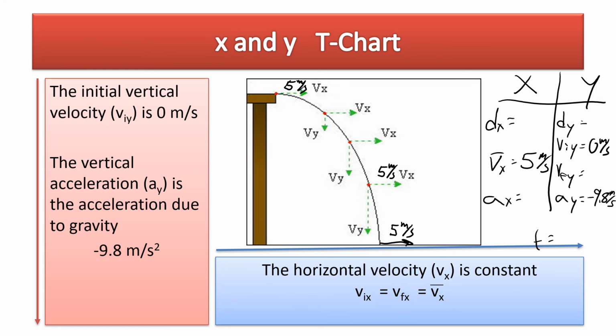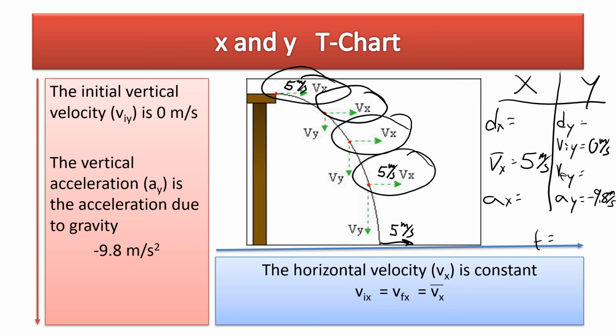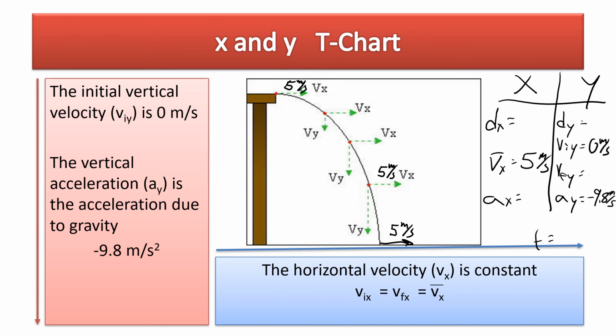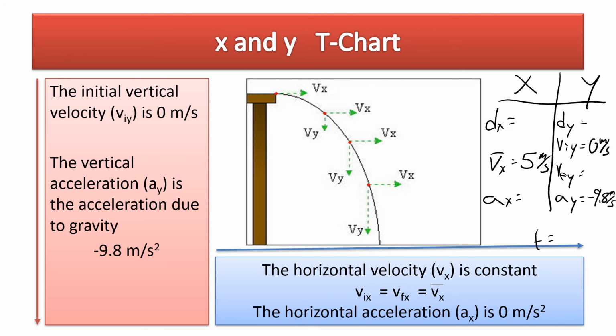Unless you have a problem where they're telling you you're going to accelerate for some reason in the X direction, which isn't very common. Most of these, you're not accelerating in the X direction. And again, they'll tell you if you are, if this is like an honors question. The horizontal acceleration, if it's a constant velocity, that means you're not accelerating. So actually, as you do more and more of these, since the acceleration's 0 all the time, you might not want to draw it in your X, Y, T chart.